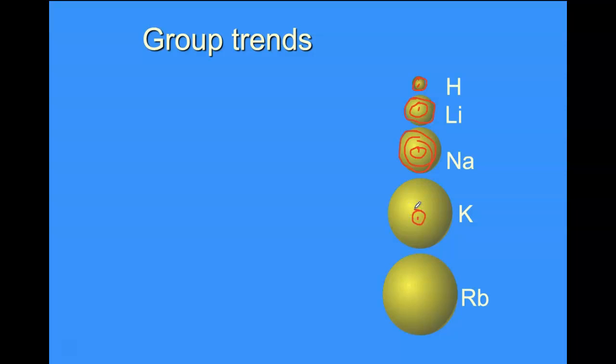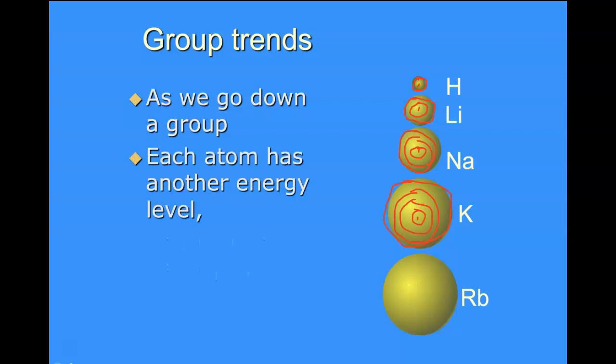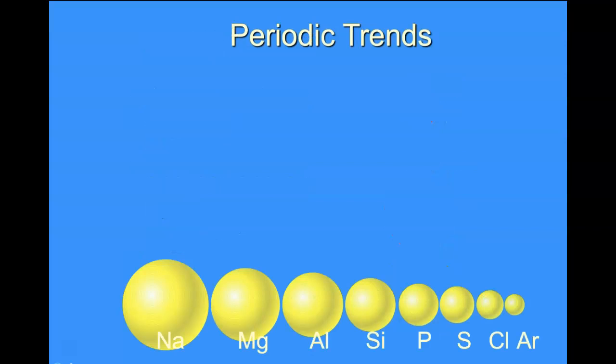Potassium, if you locate potassium, you can see potassium is in the fourth period. So it has electrons in the first three energy levels, and it's just started putting electrons in its fourth energy level. And so that's why the atoms get larger, the atomic radius gets larger as you go down a group, because we're adding another energy level.